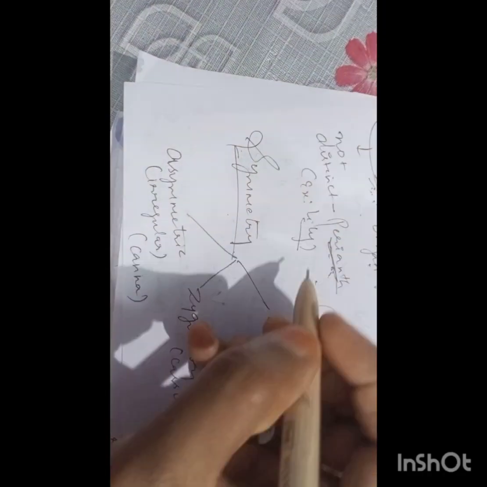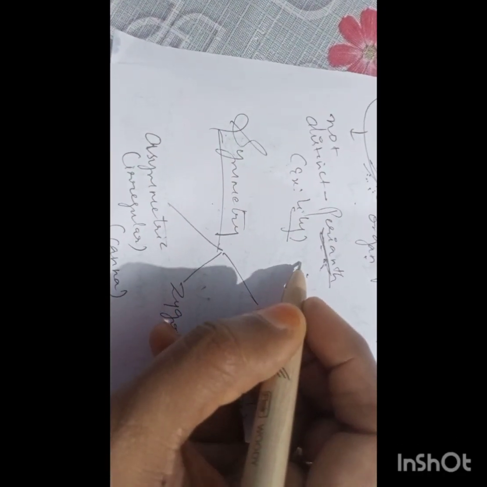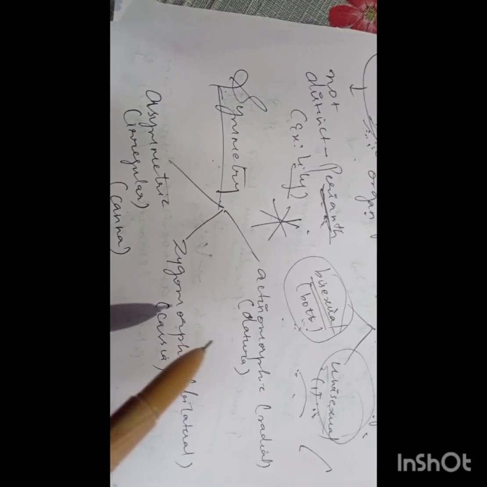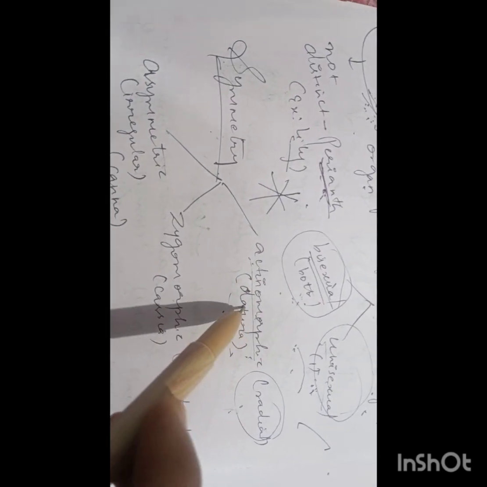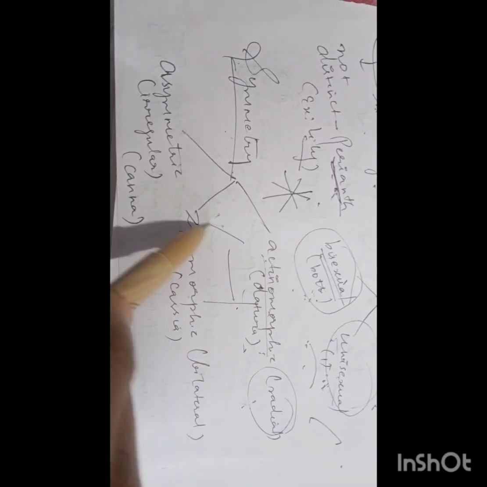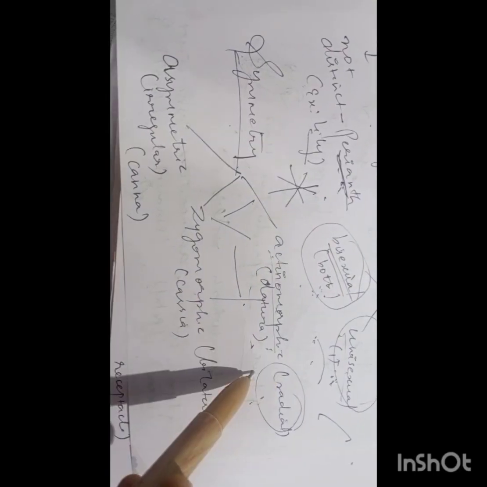And symmetry, we have already studied in animals, right? Same. When you take a flower and cut it at any angle, and at all the angles it gives two equal halves, then that kind of symmetry is known as actinomorphic, that is radial symmetry. So an actinomorphic example is datura. If you cut this flower in any plane, it will give you two equal halves.